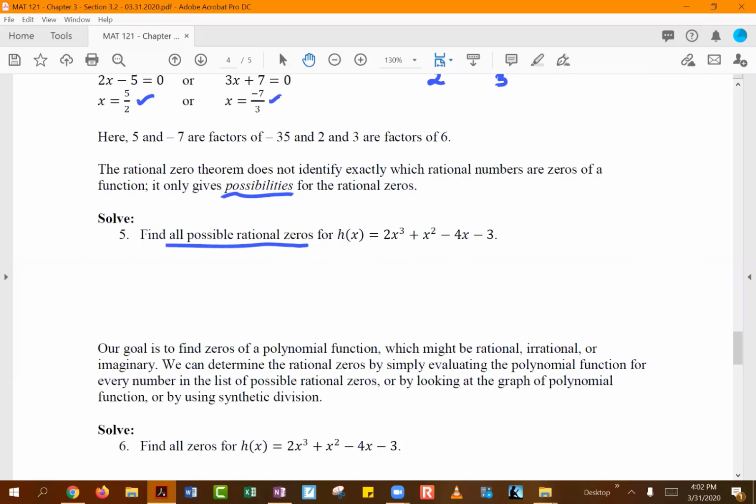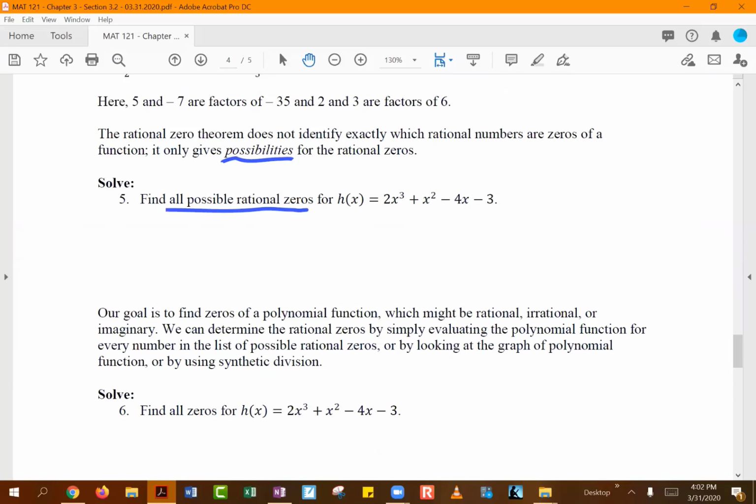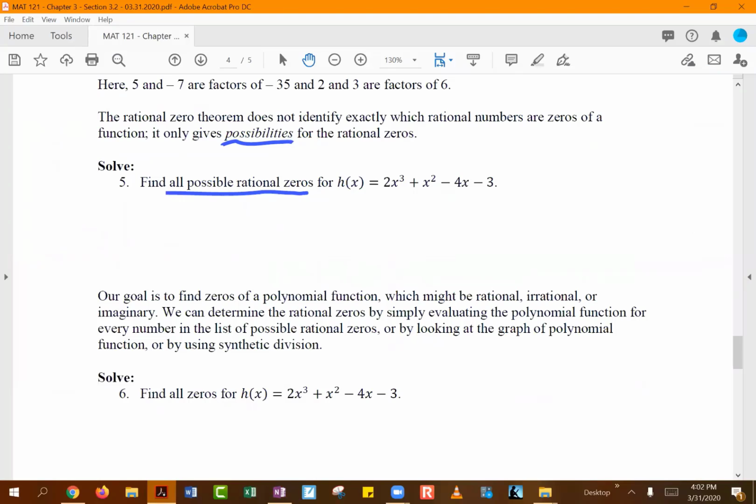So now we have all the possibilities, but how do we know which one works and which one does not? Because remember, we're still trying to find the zeros for our polynomial function. Now they can be rational numbers, they can be irrational numbers, or for that matter, they can also be imaginary numbers, because if you end up getting a negative inside a square root, right?